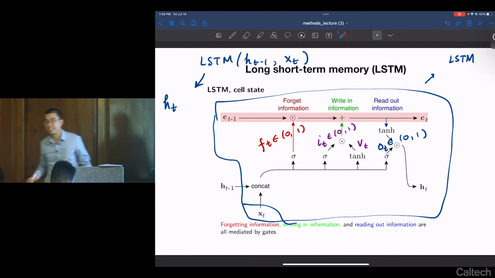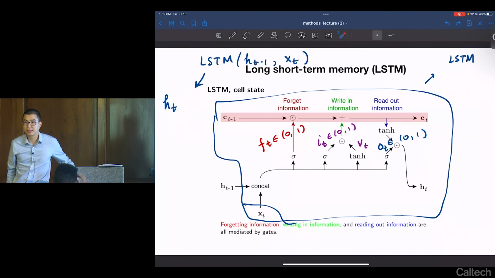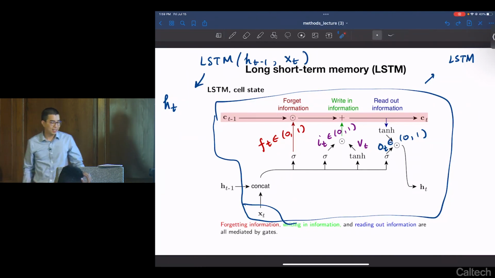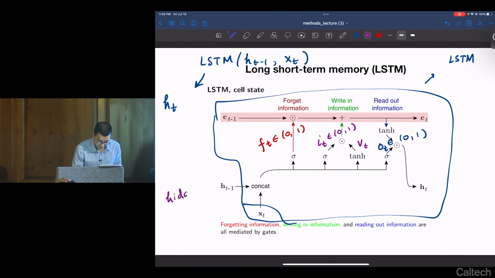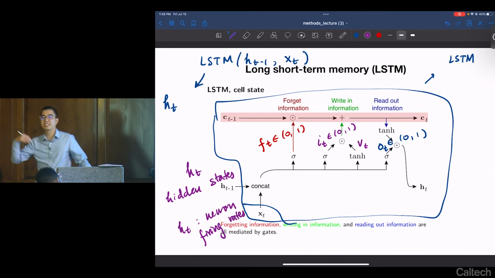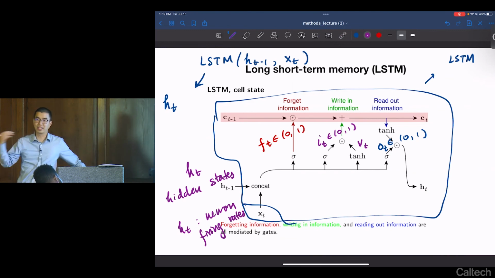Question? What is h and what is c again? c is the cell state, h is the readout? Yeah, h of t are the hidden states. h of t is ultimately what we compare to neuron firing rates. So the h of t's are used to compute the output, and their activity we compare to the firing rates.